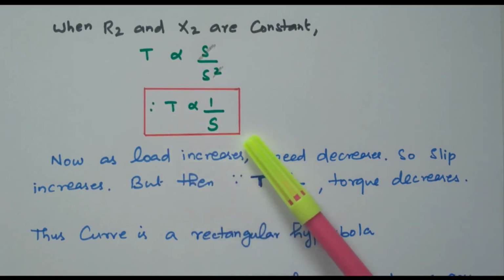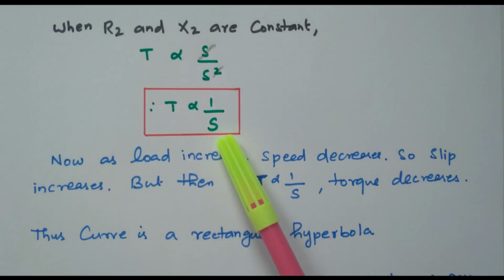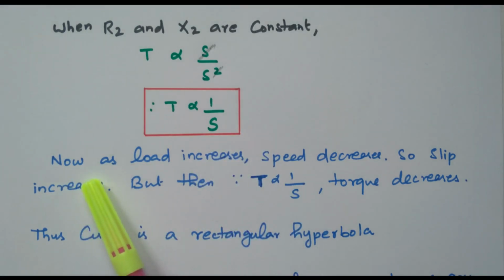In the diagram we clearly noted that after the maximum torque, during the high slip region, the torque decreases. That relation is given clearly here. T is directly proportional to 1 by S. In the low slip region, T is directly proportional to S. This comes under the high slip region. Now as load increases, the speed decreases, so the slip increases, but T is directly proportional to 1 by S, so the torque decreases. This curve is a rectangular hyperbola, 1 divided by S.